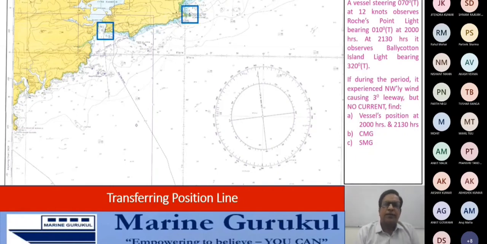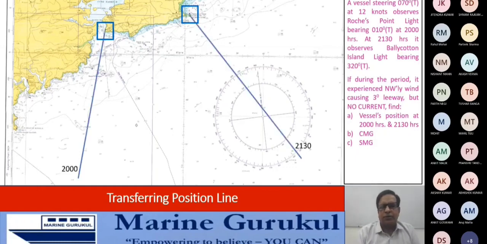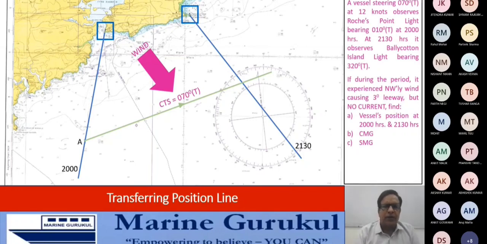So we identify the two landmarks, of course. These are the two PLs which we have already covered in the first discussion. We take any point. Now this light green vector which you see is the CTS vector 070 degrees true. Vessel is experiencing northwesterly wind, that means wind is coming from northwest. So northwesterly wind would be as represented by this arrow, wind arrow now in the diagram.